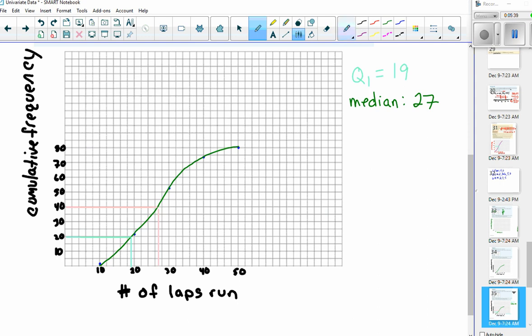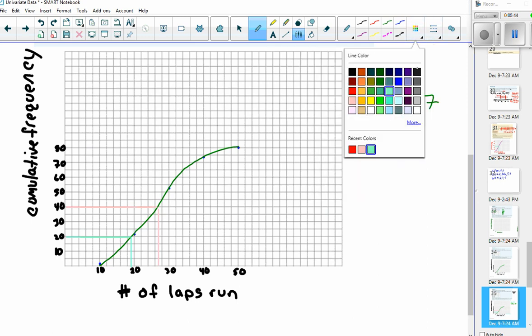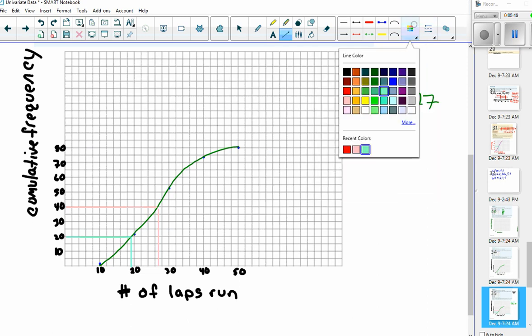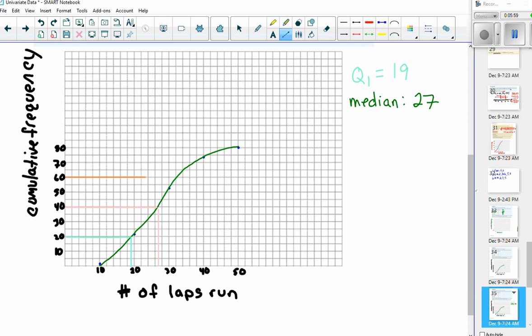And then Q3 is going to be at 60. Bringing that line across, dropping it. Oh, that's a nice one. That's right on a line, it looks like. So therefore, Q3 looks like it's at 32.